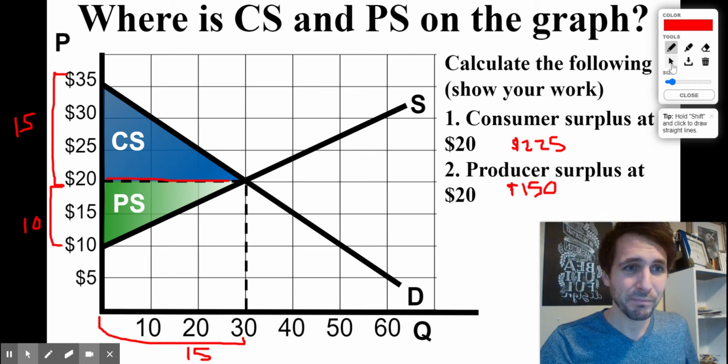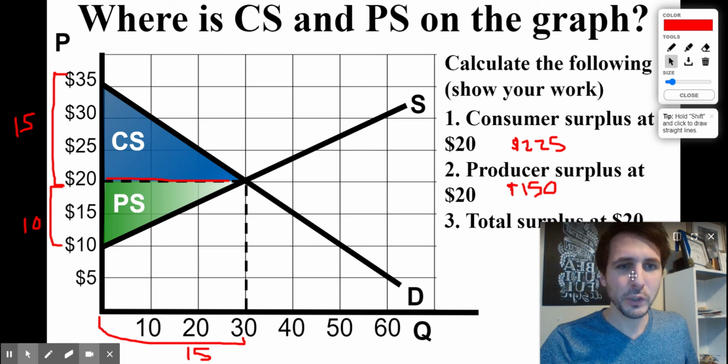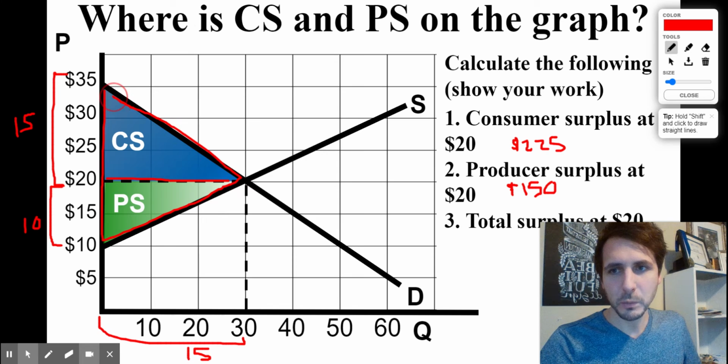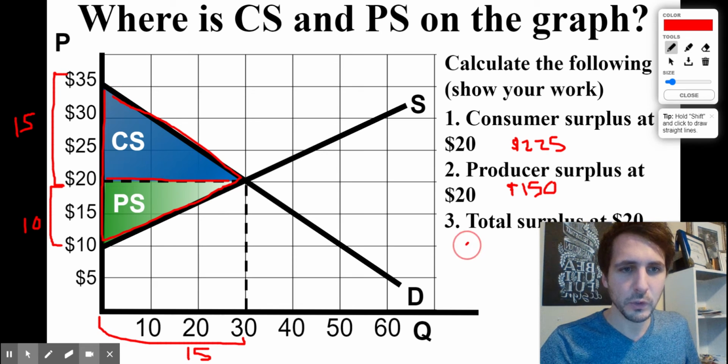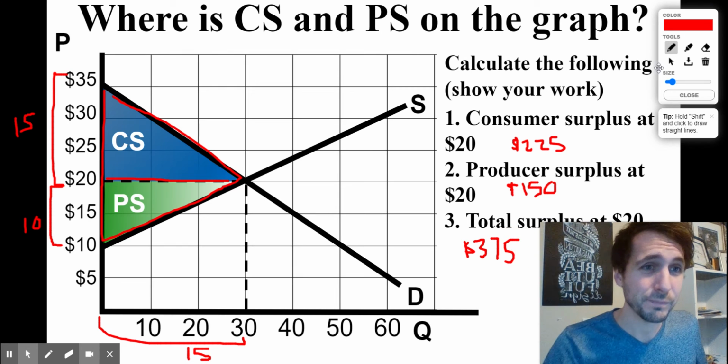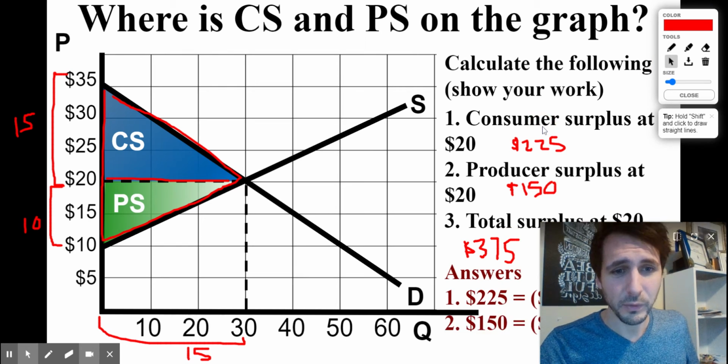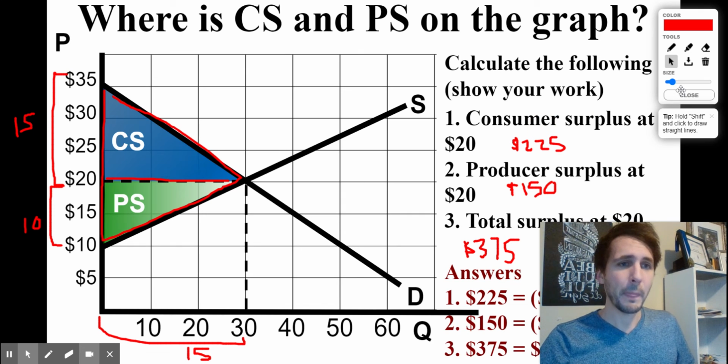Not so bad, right? And then what about total surplus? Well, that's just going to be those two together. So 225 plus 150. Our total surplus is this giant triangle here. Consumer surplus plus producer surplus, which is going to be 375. And that's about as bad as it gets here. Go through the answers there. Okay, moving on.